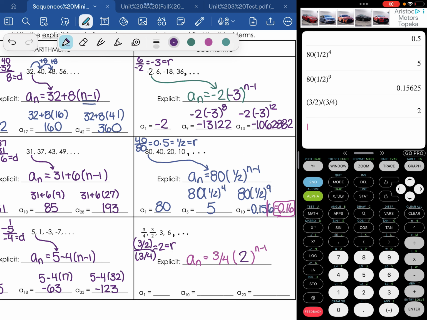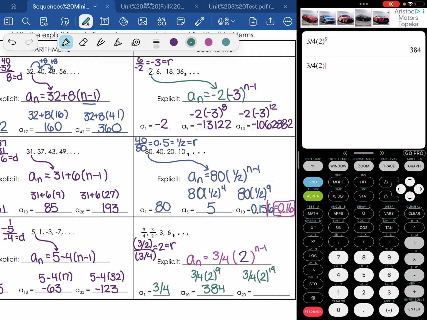A1 is the first term, which we already know was 3/4. Then the 10th term, A10, would be that 3/4 times 2 to the power of 9. Always one less. The 20th term would be 3/4 times 2 to the power of 19. And then I'm just going to type both into my calculator. 3 divided by 4, parentheses 2, parentheses, to the power 9. 384. Then 3 divided by 4, parentheses 2, parentheses, to the power of 19.